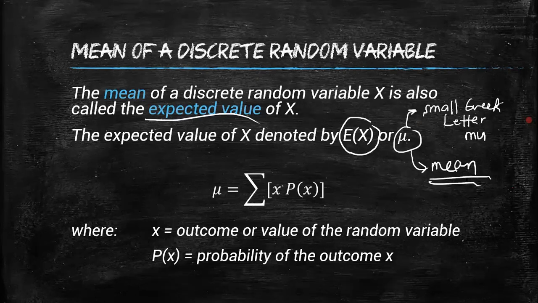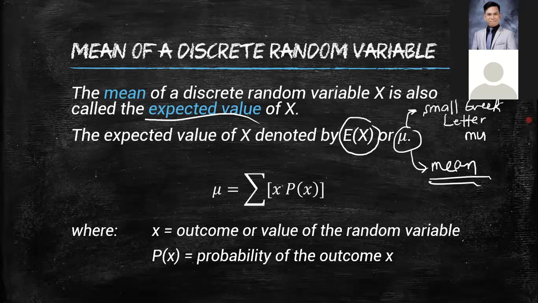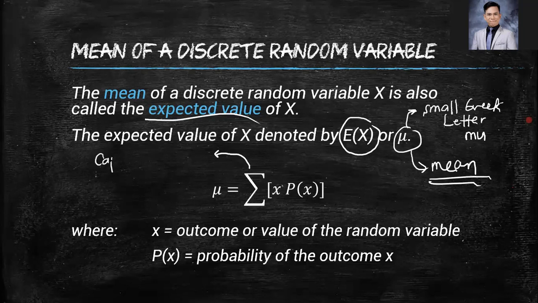Okay? Ngayon, how do we get the mean? Mu or the mean is computed as the sigma of x times p of x. Ngayon class, in your graded lesson, what is meant by capital letter sigma? Saan ginagamit yung capital letter sigma na to, or yung parang letter E na malaki na yan? This is capital letter sigma kasi.